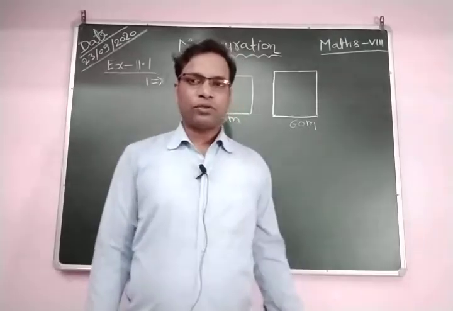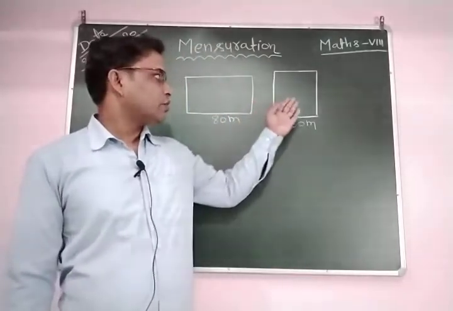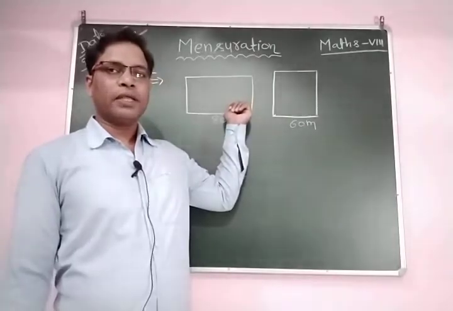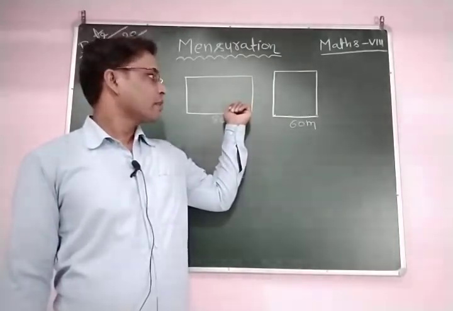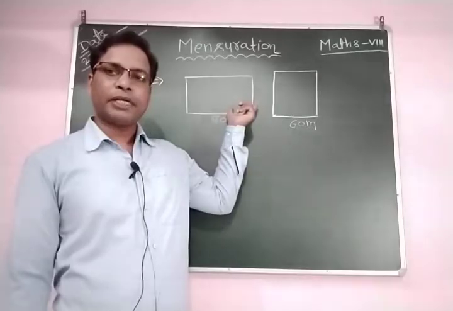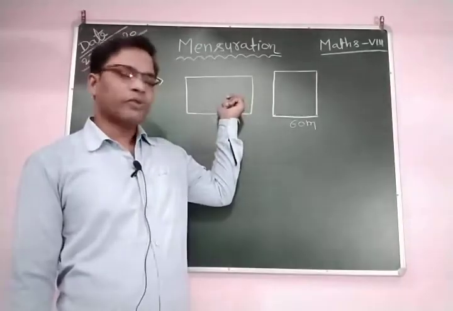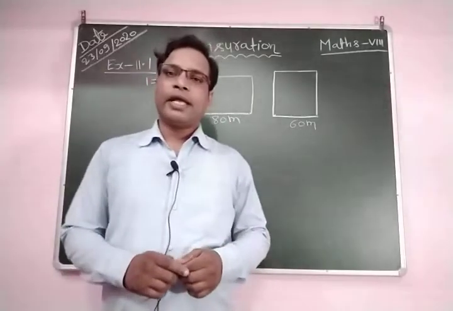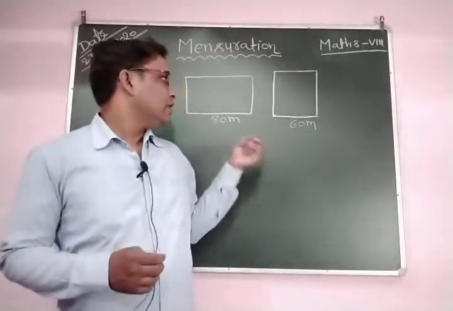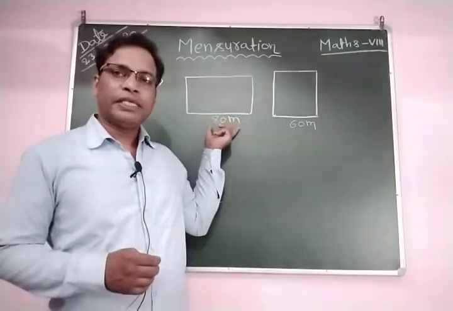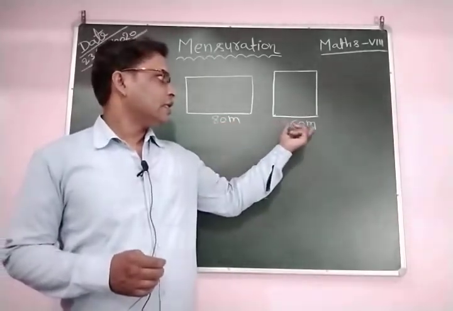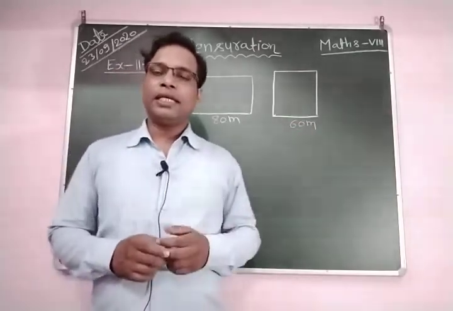So here you can see two fields. One field is square and the other is a rectangular field. They have the same perimeter. The perimeter of the square field and the perimeter of the rectangular field are the same, and the measurements are also given here. The length of the rectangular field is 80 meters and the side of the square field is 60 meters.